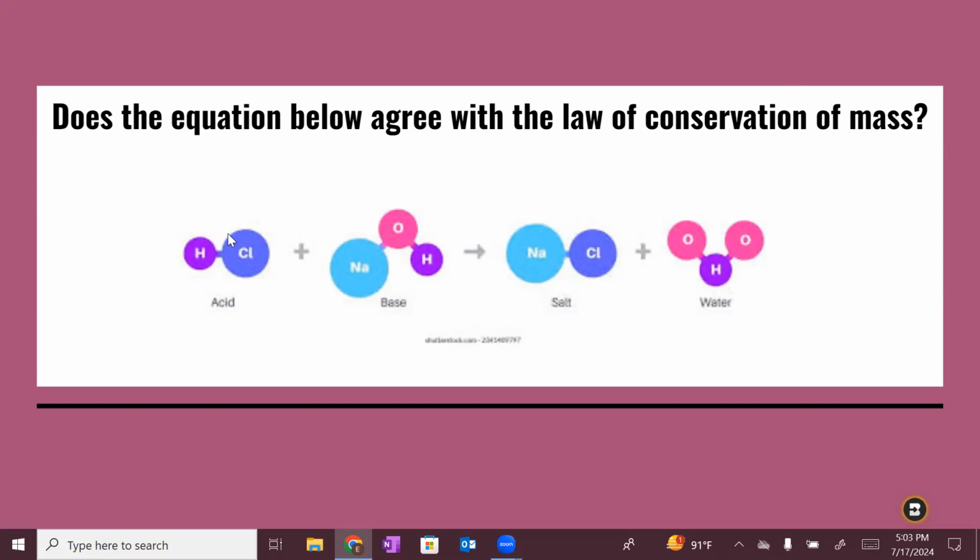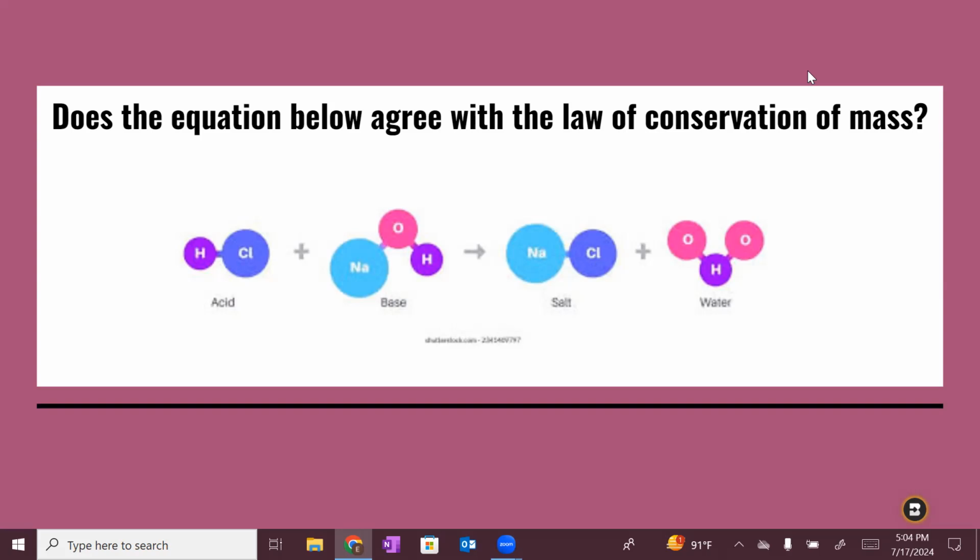So when we have this, because it doesn't agree with the law of conservation of mass, we have to balance the equation. The significance of balancing the chemical equation is for the chemical equation to agree with the law of conservation of mass. So for every chemical equation we have, it must be balanced. If it's not balanced, then matter is created or destroyed. That means it doesn't agree with the law of conservation of mass. So we will balance chemical equations, okay?